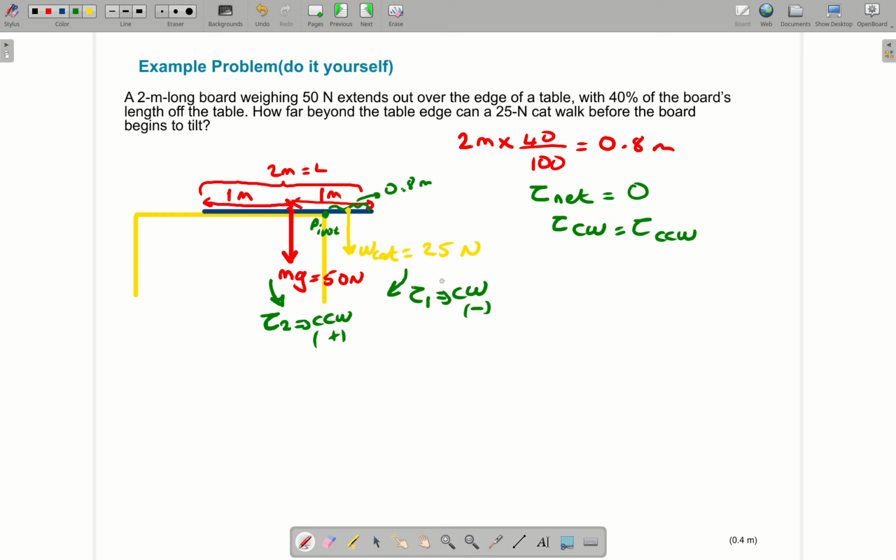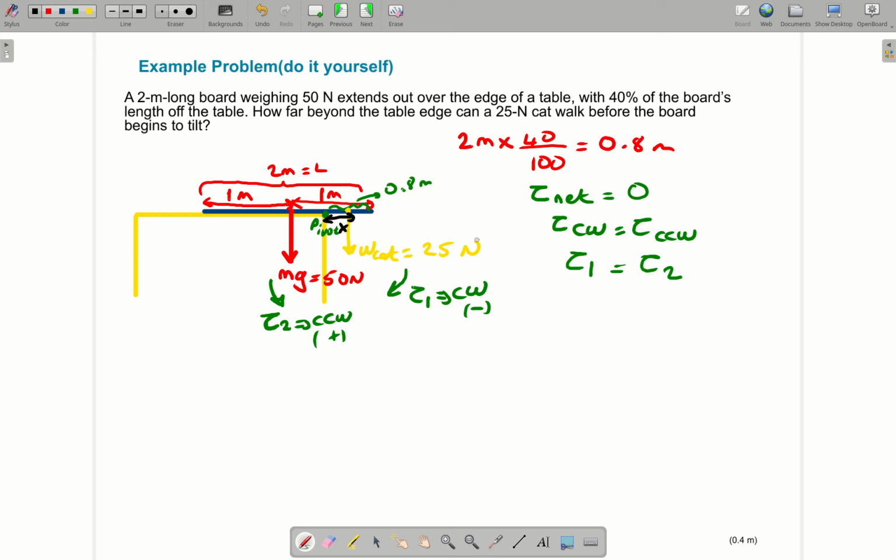Clockwise torque 1 equals counterclockwise torque 2. Remember, again, we're not putting in positive and negative signs. That's already included in the idea of clockwise being equal to counterclockwise. We worked it out there already. And I am looking for this distance, I'm going to call it x. How far away from the pivot point should my cat stay? So we will have this equilibrium.